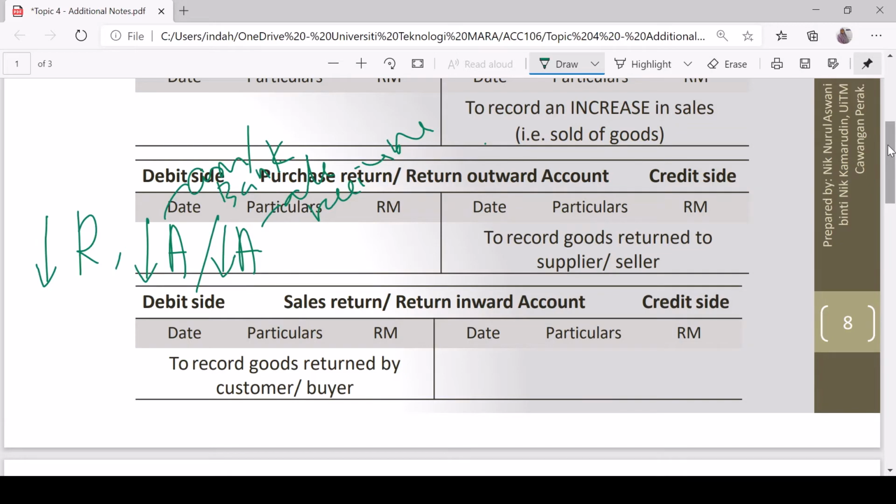So for a decrease in revenue, we debit. But we are not going to debit sales, even though it is a decrease in revenue. We are going to debit sales return.